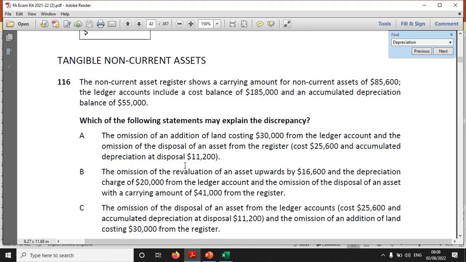Can we find the difference? What is 185 minus 55? How much are you getting? 130. Okay, so 130 compared to 85,600 shows that we have got a discrepancy to deal with there. And then the question is saying, which of the following statements may explain the discrepancy?